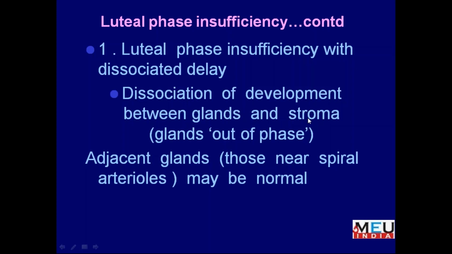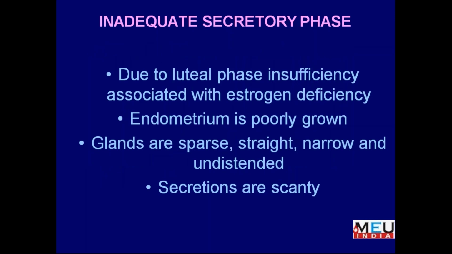There is dissociation of development between glands and the stroma. Depending upon the date, they are out of phase. The glands develop along a different timeline, whereas the stroma develops along a different timeline. And if we look in the adjacent areas, the spiral arterioles could be normal, or sometimes the vacuoles in the glands have still not secreted while decidualization has already started taking place. Sometimes there is an inadequate secretory phase due to luteal phase insufficiency associated with estrogen deficiency.